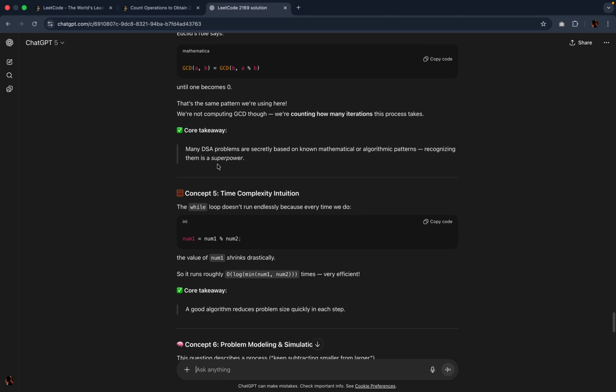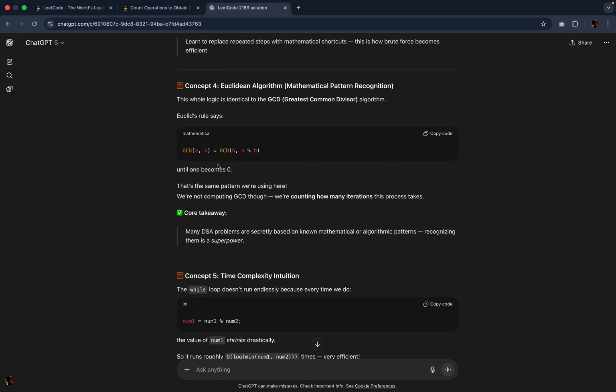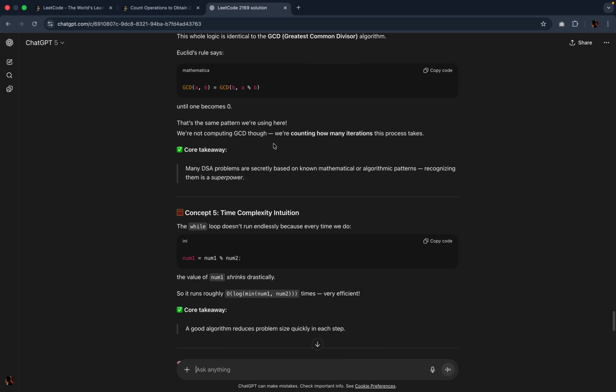Then concept 4 that we have learned is the Euclidean algorithm, which is a mathematical pattern recognition algorithm. This whole logic is identical to the greatest common divisor algorithm. Euclid's rule says the greatest common divisor of a comma b is equal to the greatest common divisor of b comma a modulo b. So this is very important. You can just keep it as it is in your notes, so that until one becomes 0, this is what is followed, and this is what we have done in the question, and that's the same pattern they are using there also.